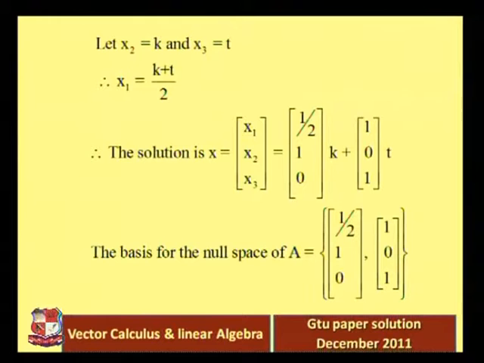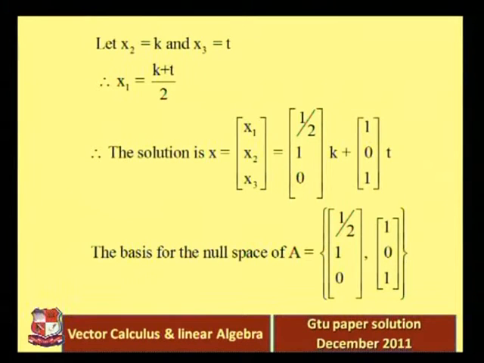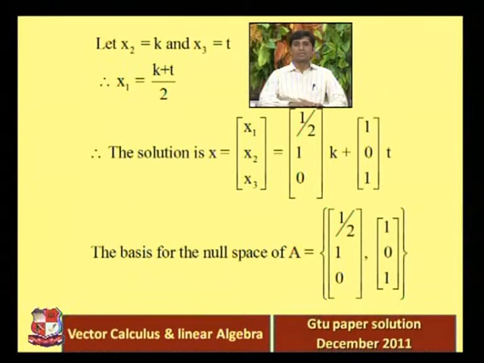Plus, similarly, the coefficient of t: in x1 it is 1 by 2, in x2 it is 0, and in x3 it is 1. So that gives t times (1/2, 0, 1). So the basis for the null space of A is (1/2, 1, 0) and (1/2, 0, 1). Okay, so that completes question 4b2.